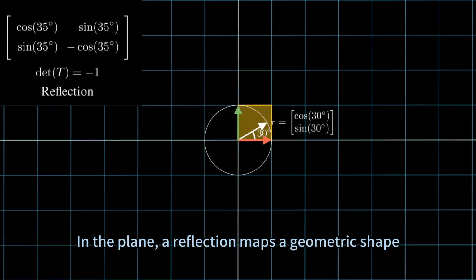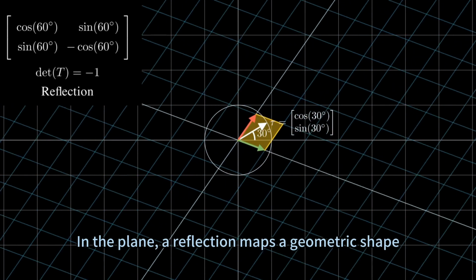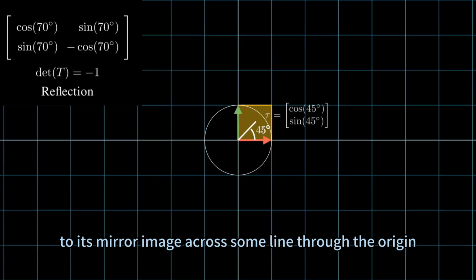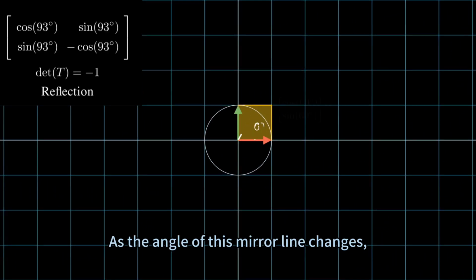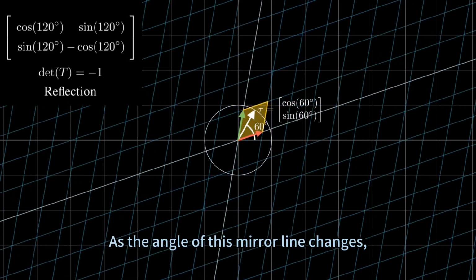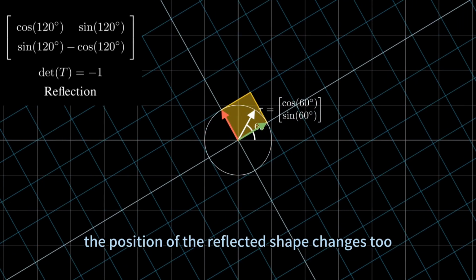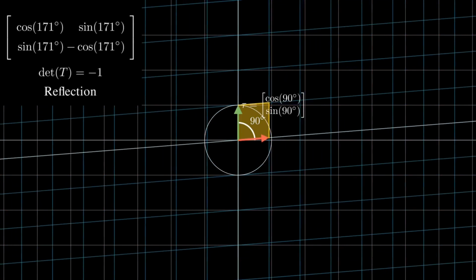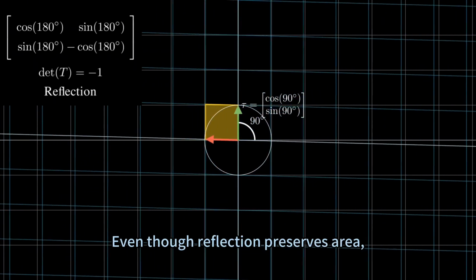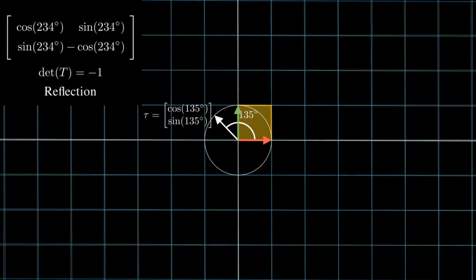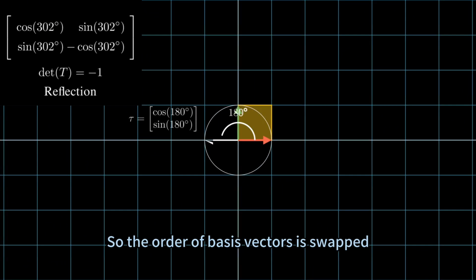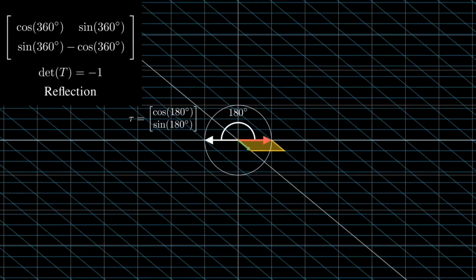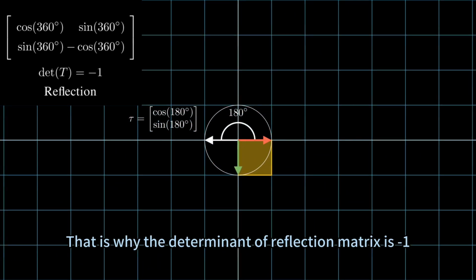In the plane, a reflection maps a geometric shape to its mirror image across some line through the origin. As the angle of this mirror line changes, the position of the reflected shape changes too. Even though reflection preserves area, it does flip the shape, so the order of basis vectors is swapped. That is why the determinant of the reflection matrix is -1.